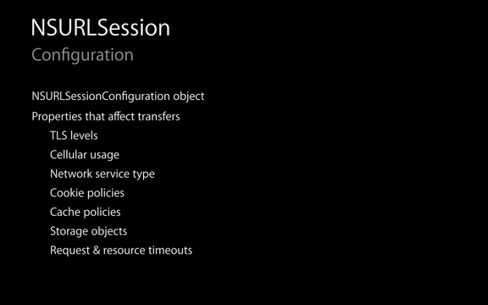These are some of the attributes that you can change within a configuration. The TLS levels: whether you want to support the latest TLS level, restrict it to that, or allow the previous one; whether or not to allow a request to go over the cell network. Network service type: well, I'm doing video data, so I want a higher priority if that's available. I won't try and list all the configuration options because there are quite a few, and they're all in the header file.